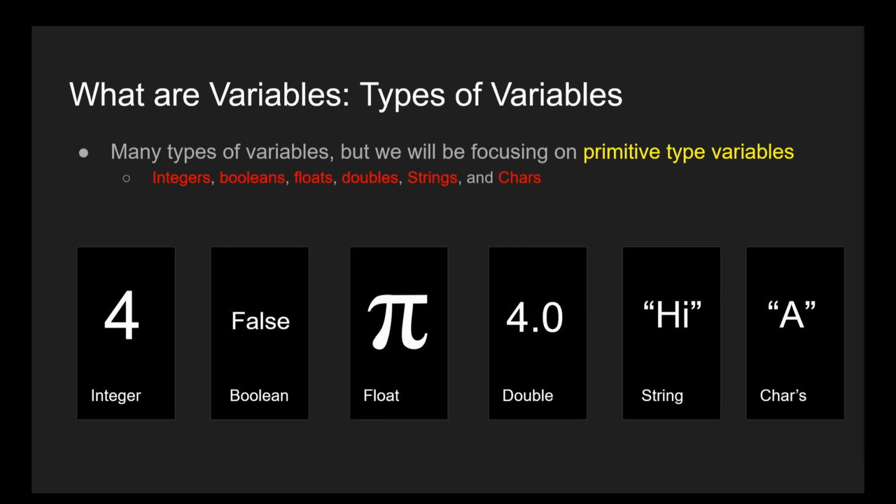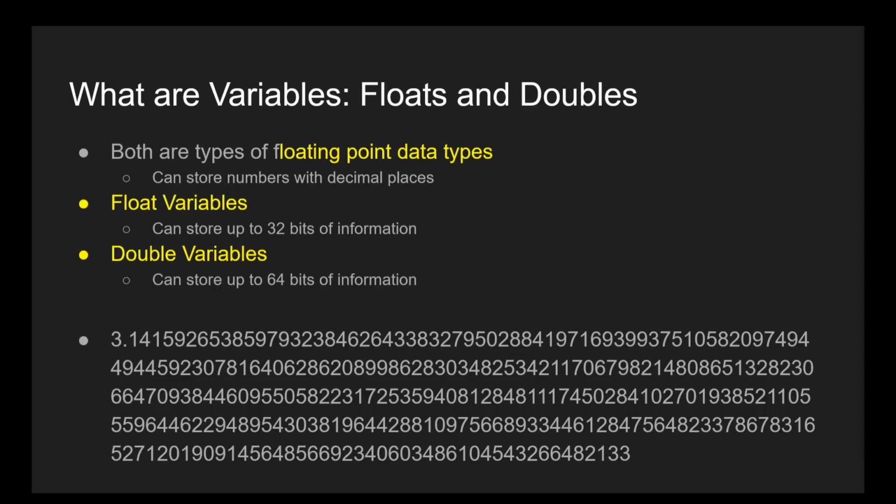Both of these variable types are floating point data types, which essentially means that these variables can store numbers with decimal places. Whereas integer values cannot hold decimal values, floats and doubles can. The main difference between the two is that a float variable can store numbers of a precision up to 32-bit, while double can store numbers with precision up to 64-bit. Essentially, a double can store more decimal places than a float, so it all comes down to how precise you want the variable to be.